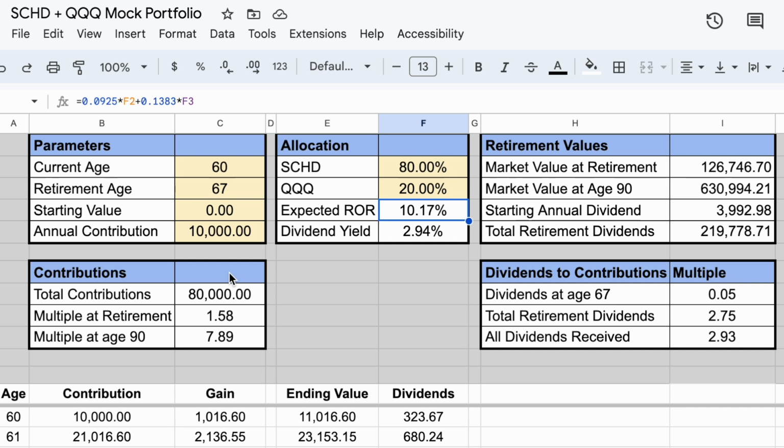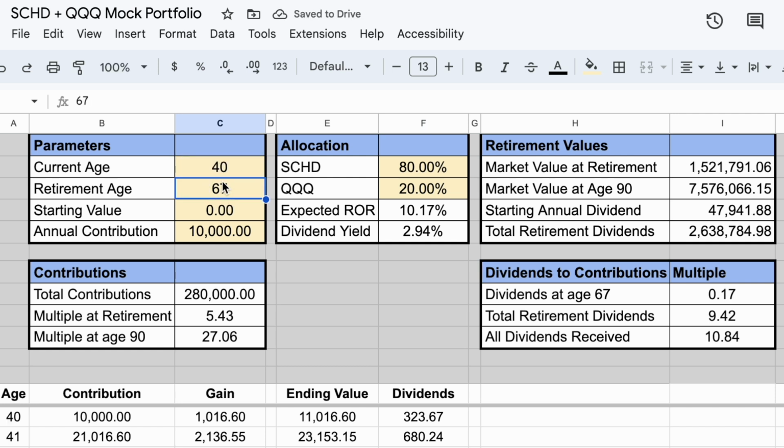Okay, let's now run through an example so I can explain the output data. Let's say I am 40 years old today, and I plan on retiring at the regular full retirement age of 67. The calculator assumes that I will still make a full contribution in the year I plan to retire, and that I will start tapping into the dividend stream the following year.